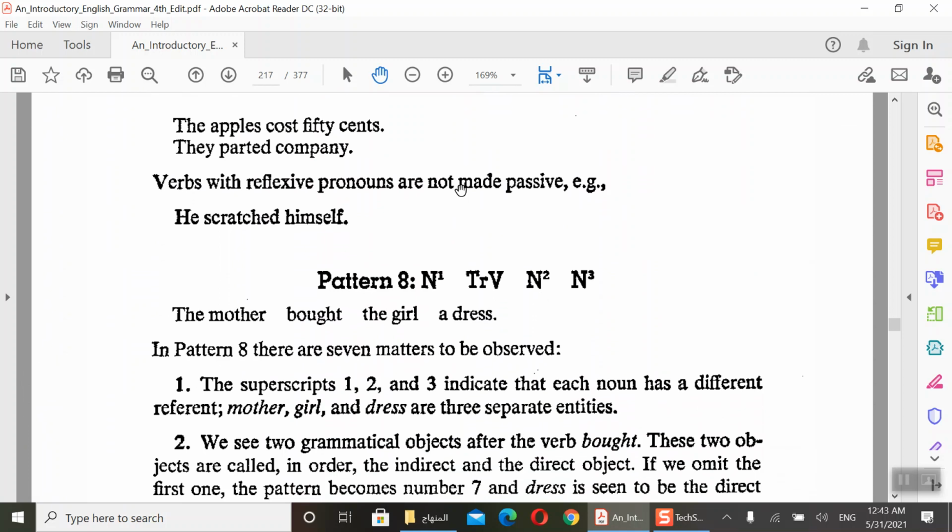Verbs with reflexive pronouns are not made passive. If we make it passive, for example, He scratched himself. Wrong: Himself was scratched by him. I can't.